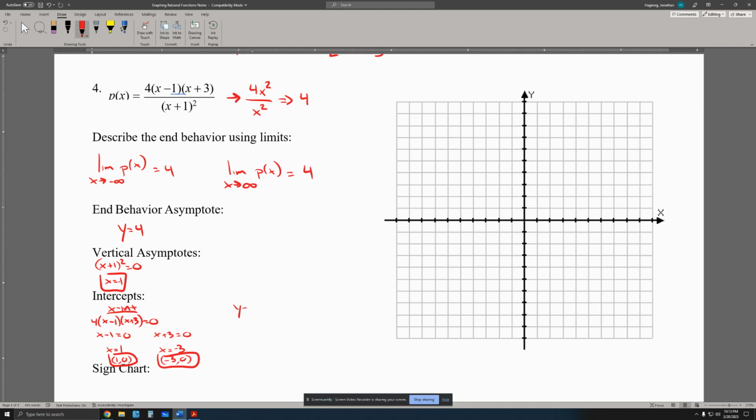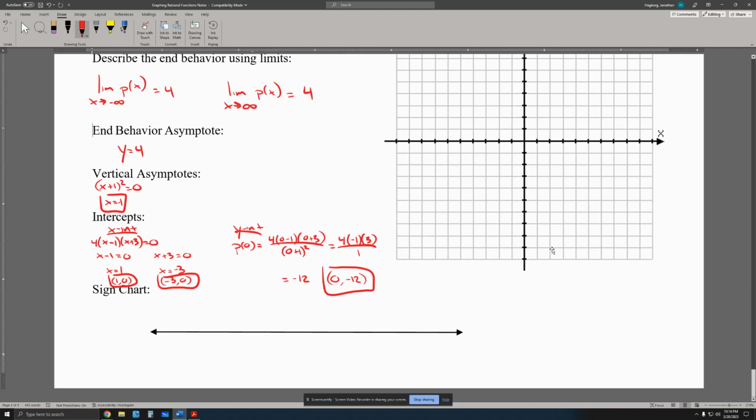For y-intercept, we are evaluating p of 0. This is equal to 4 times the quantity 0 minus 1 times the quantity 0 plus 3, and then we have over the quantity 0 plus 1 squared. This is equal to 4 times -1 times 3, all over 1, which is equal to -12. So our y-intercept as an ordered pair, (0, -12).